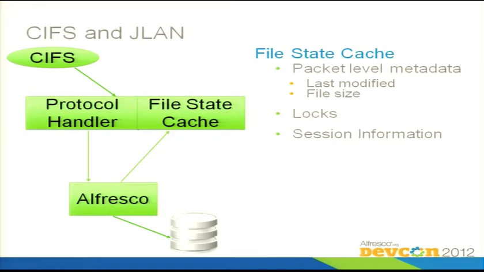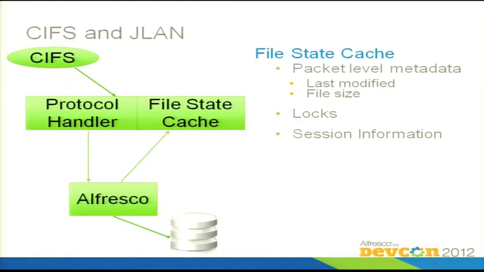The file state cache contains information that is not in the Alfresco repository. In particular, CIFS is a packet level protocol. It has some things like last modified date. That's not the last modified date in Alfresco. That's the time that the last packet was written over CIFS. So JLAN provides the protocol and file state.